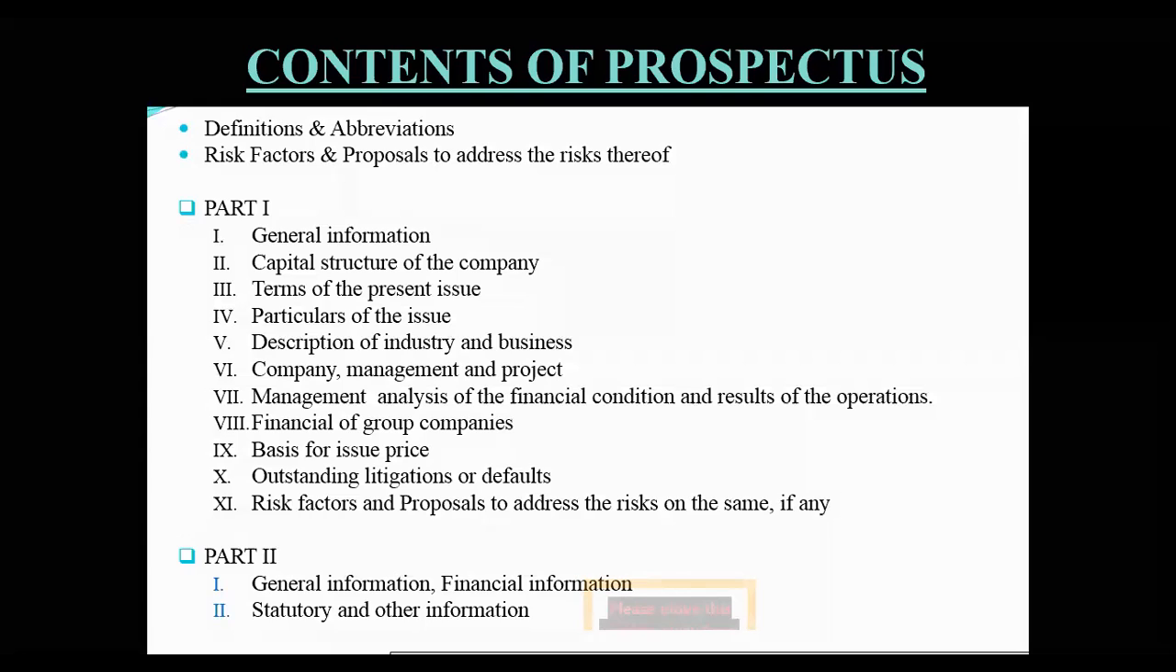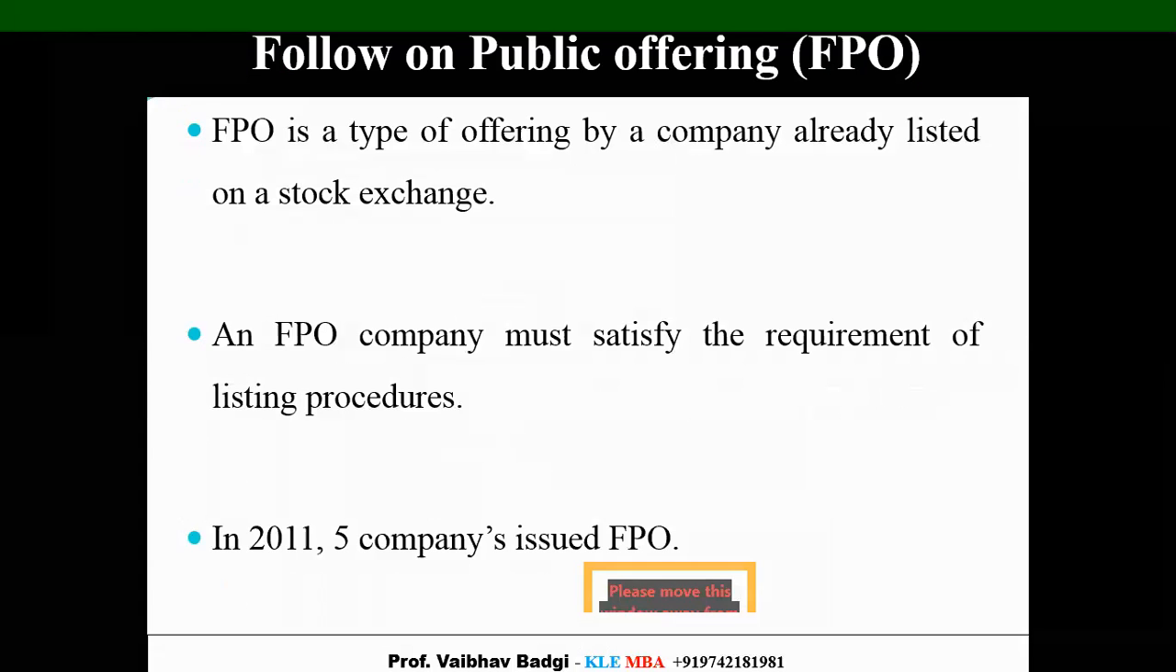Basically, IPOs are done because whenever a company needs money for expansion, for diversification, they need a huge amount of investment. They cannot generate this amount of money in the form of loans from the bank. So the best way is to go to the public and get money from the public and invest this money in your company. So this is how the overall concept of IPO actually works out. Clear? Okay.